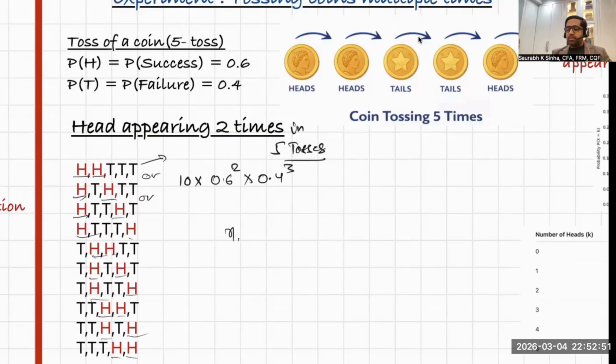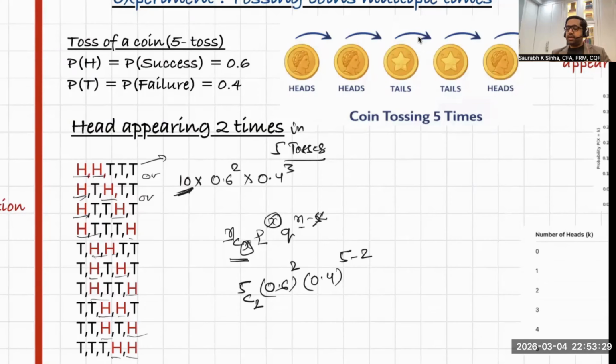Now, if you just apply this formula, NCX, P to the power X, Q to the power N minus X, you don't have to worry about the combination because it is already in the formula. You have to write the total number of trials. What is the total number of trials? 5. Combination. What is the total number of successes you're interested in? X, that is 2. What is the probability of success? 0.6. What is the probability of failure, which is tail? 0.4. N is the total number of trials, and X is the number of successes you're interested in.